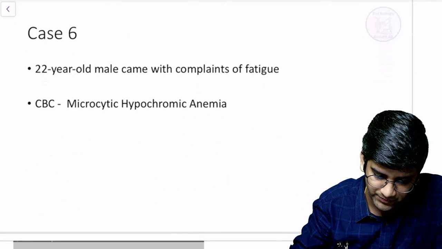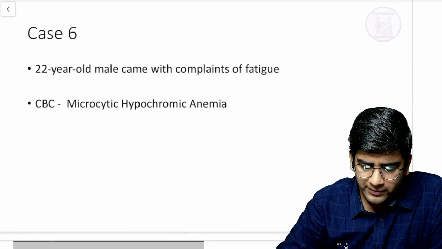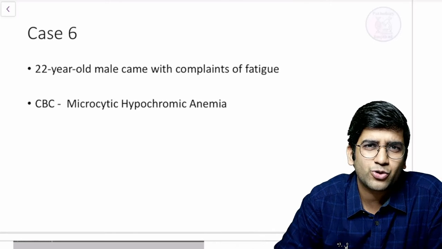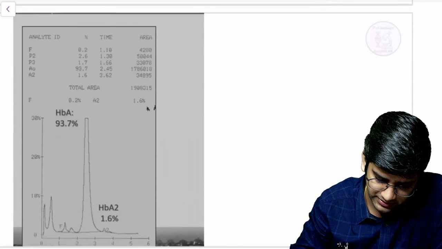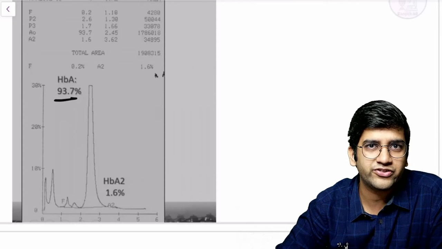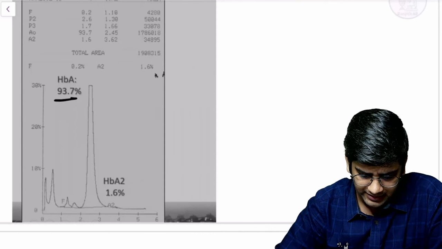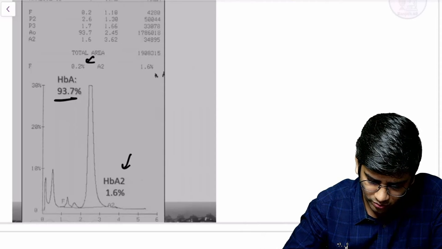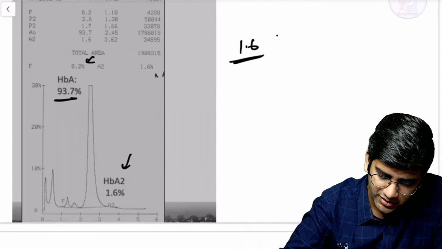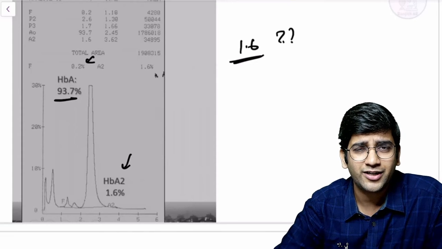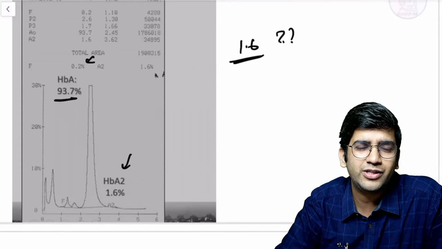Great. Next case. It's a 22-year-old male with complaints of fatigue. CBC showed microcytic hypochromic anemia, right? This HPLC had a hemoglobin A of 93.7. Decent, right? F is there, 0.2. Again, decent. A2, 1.6. This is the problem. 1.6 is very, very low, right? Normal is around 2.5 to 3.5.